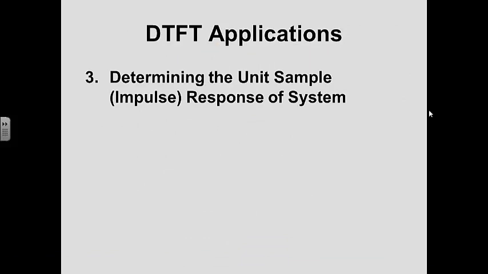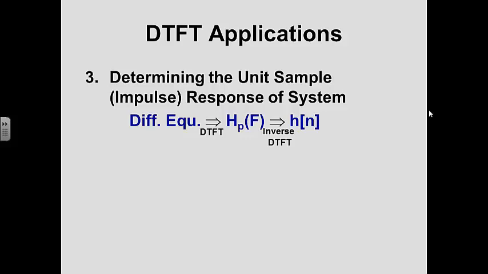That said, the fact that I can go from difference equation to frequency response makes it probably the easier way to find the unit sample response of the system than solving the difference equation is. So you give me the difference equation, I could solve it with some special conditions and find h of n, or I could find H of f, inverse transform it and find h of n, and that's usually easier.